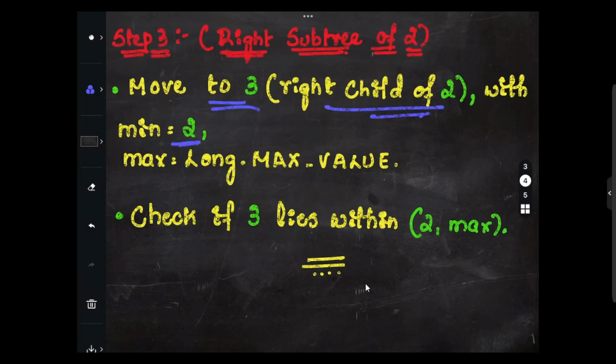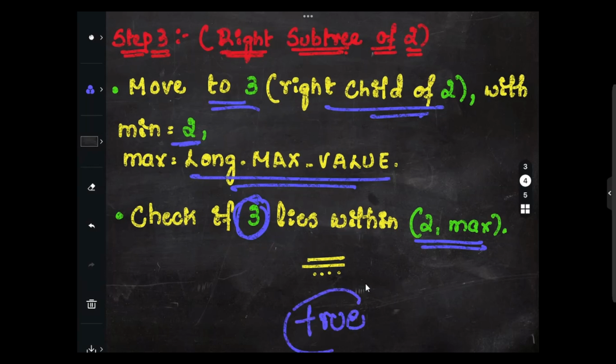Now we have min equals 2 and max equals Long.MAX_VALUE. This is fine. We will check if 3 lies within 2 comma max. Yes, it does. So it satisfies all the conditions. In this case, we will be returning true, or we have to return true in this case, right?